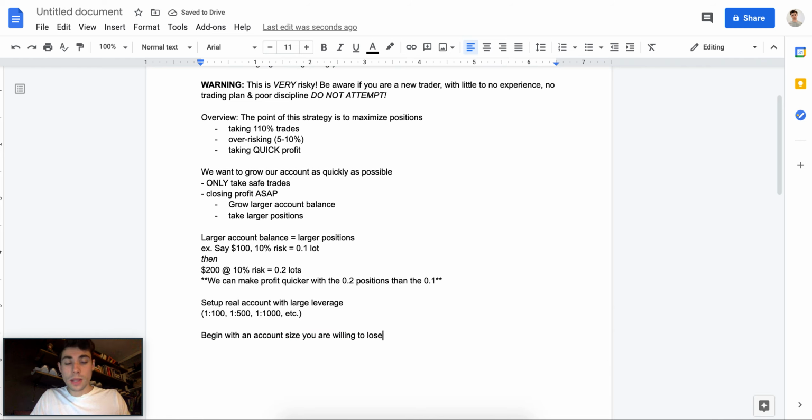Now, once we have our account set up, this is what we're gonna do. We're gonna begin with an account size you are willing to lose. The best piece of advice I could ever give you is as soon as you put any real money into your own account, immediately pretend you already lost it. You need to detach yourself from that account emotionally. If you're trading emotionally, you are literally a ticking time bomb waiting to fail. That's just the honest truth, okay?